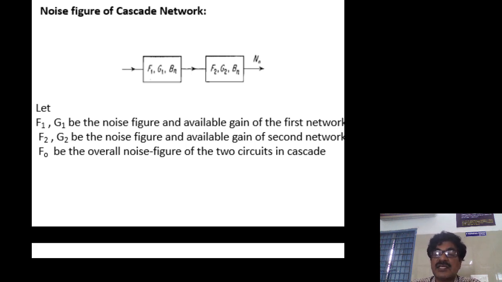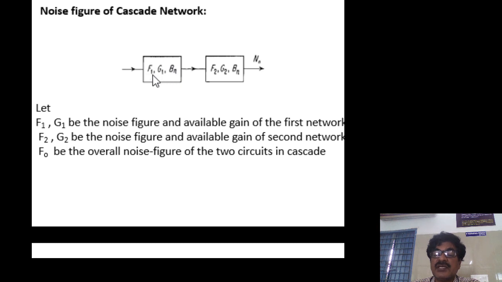Now let us see the noise figure of a cascading network. With reference to a cascading network, how can we express the noise figure? Here I am taking a two-stage cascading network. Now the network consists of two stages. The first stage has noise figure F1, gain G1, and bandwidth BN.